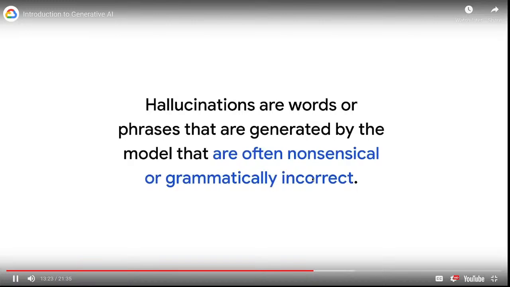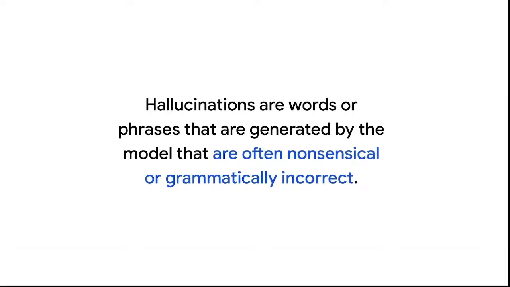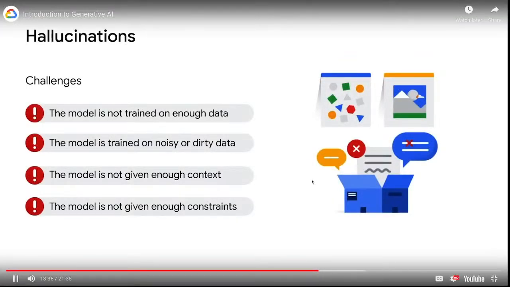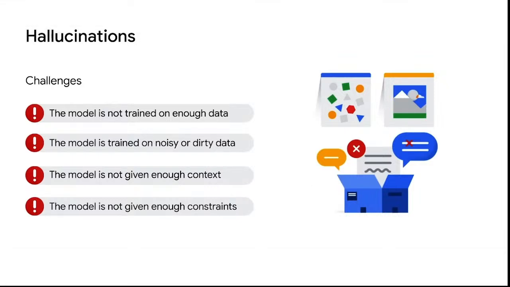Hallucinations are words or phrases that are generated by the model that are often nonsensical or grammatically incorrect. See, not great. Hallucinations can be caused by a number of factors, like when the model is not trained on enough data, is trained on noisy or dirty data, is not given enough context, or is not given enough constraints. Hallucinations can be a problem for transformers because they can make the output text difficult to understand. They can also make the model more likely to generate incorrect or misleading information. So, put simply, hallucinations are bad.